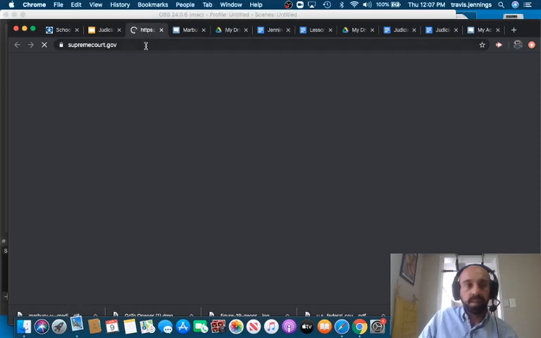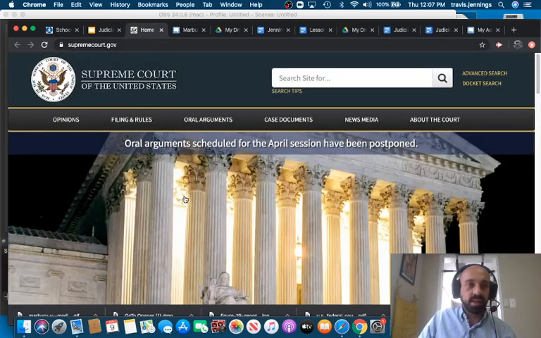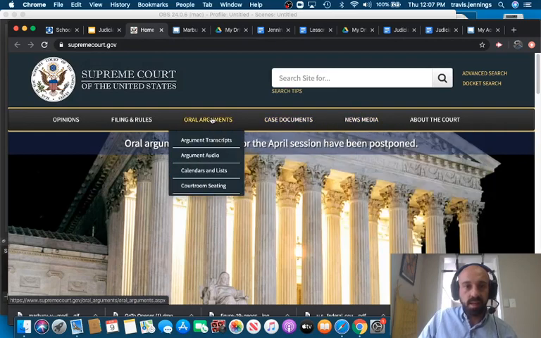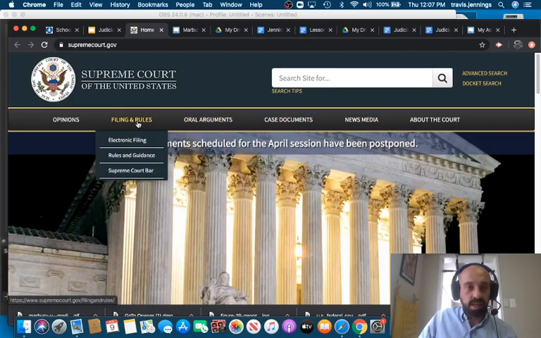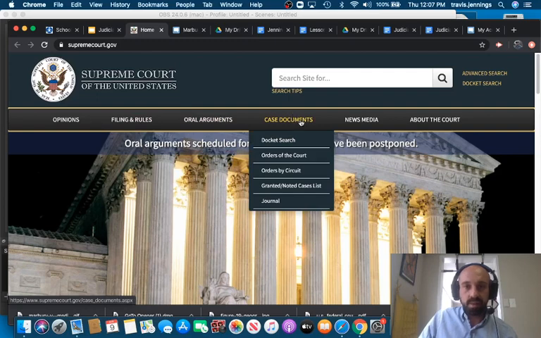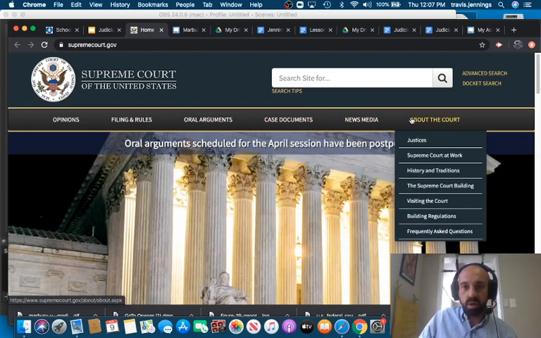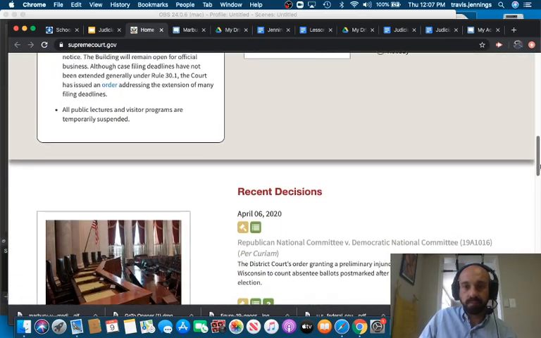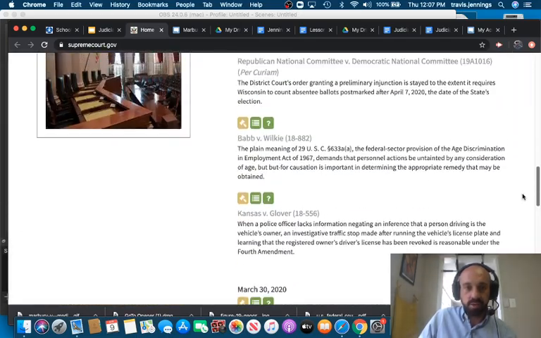And it's a nifty little website. If it'll come up here, supremecourt.gov is the address here, and you can see any of the oral arguments that are going to happen, any of the cases that you would want to look up. And you can look up the justices and history. There's really a lot to this website if you are ever interested.